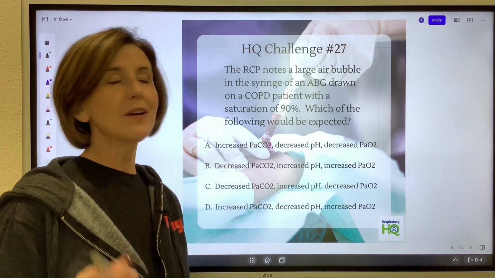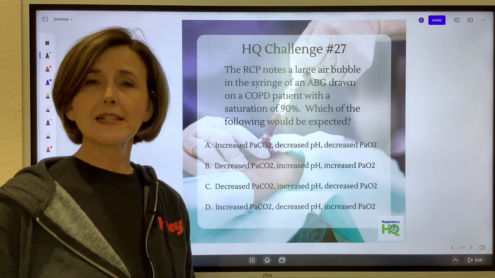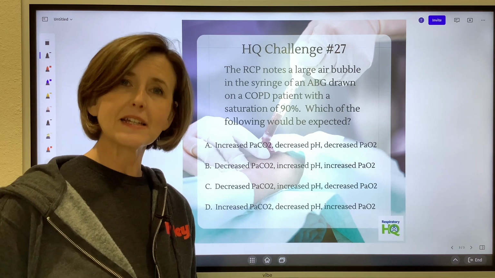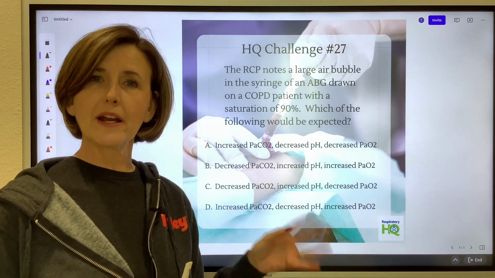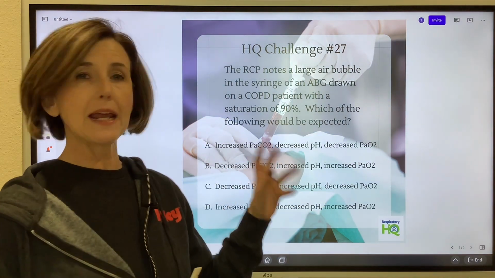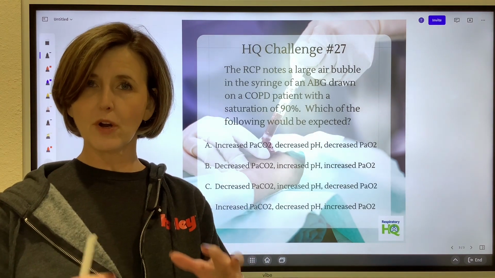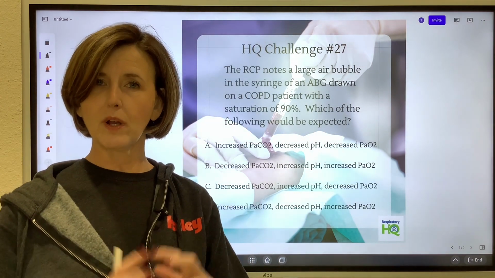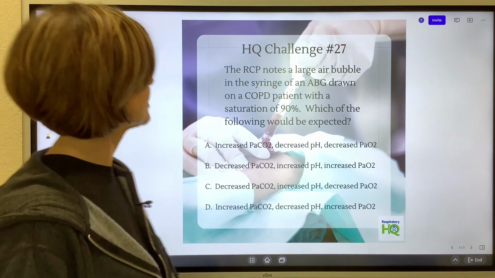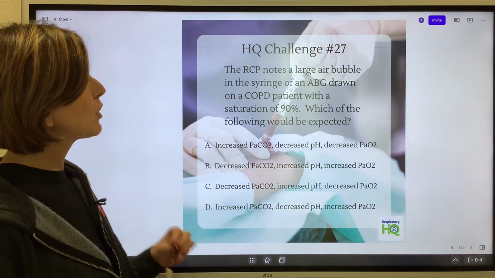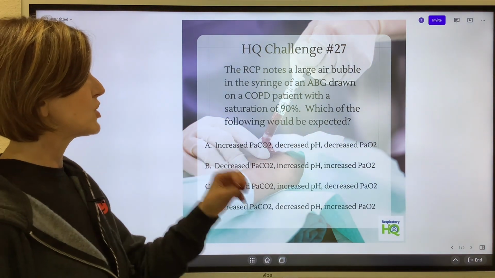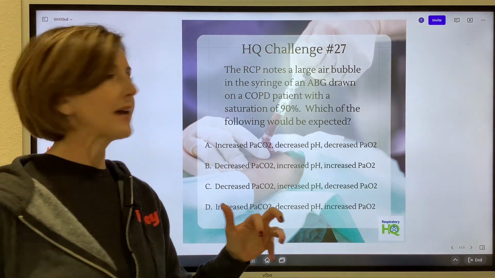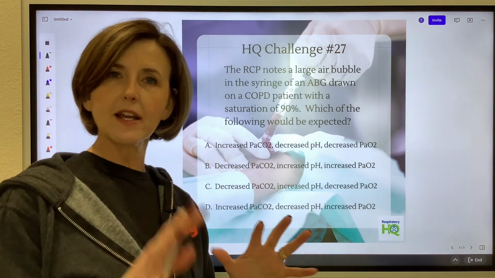Welcome back, everybody. We're going to do HQ challenge number 27 today, and this is dealing with pre-analytical errors from an ABG. So if you're just learning to draw ABGs, we're going to talk about what large air bubbles do in certain situations. So the RCP notes a large air bubble in the syringe of an ABG drawn on a COPD patient with a saturation of 90%.